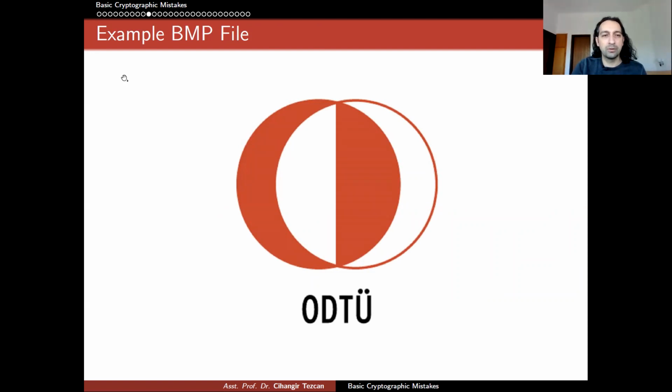So this is our university logo. Think about it as a rectangle. As you can see, there are many white pixels here, so they're repeating themselves. So when you want to encrypt this image file, you have to divide it into blocks, but most of the blocks will be identical.